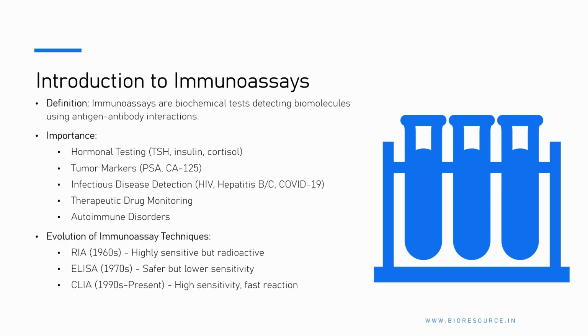Chemiluminescent immunoassay uses a chemiluminescent label that emits light on reaction, detected by a luminometer. CLIA provides higher sensitivity, a wider dynamic range, and faster reaction times than the ELISA. So the CLIA provides higher sensitivity, faster reaction times, and a wider dynamic range compared to the traditional immunoassays.